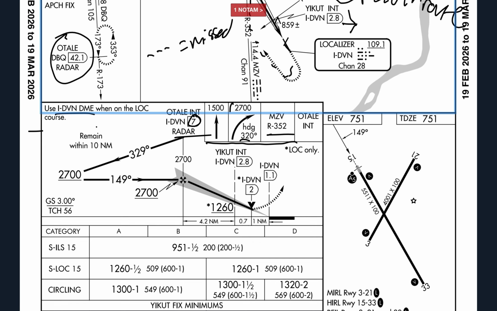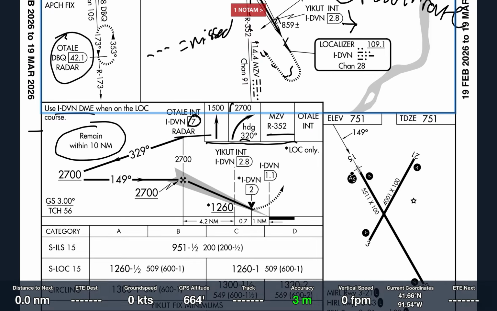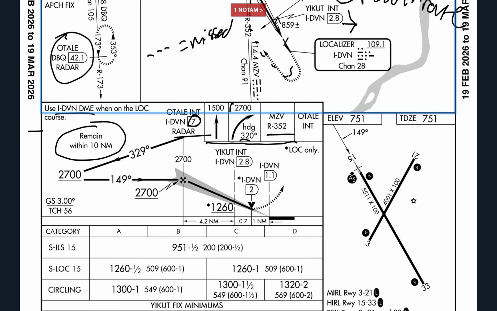This remain within 10 nautical miles tells us the max distance, or to stay within 10 miles on the procedure turn. So you can see the course reversal. The minimum altitude here is 2,700. And by the way, if it was, for example, like this, that would tell us a maximum altitude of 2,700. If it said this, now we have to be precisely at 2,700.